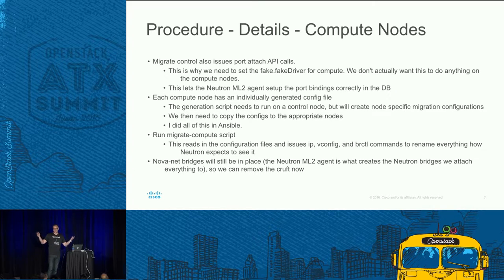That gets us to the point where, at this point, everything is actually done. Your control plane is under Neutron control. If you're issuing commands, it's going to Neutron, and Neutron is talking to Nova. On the compute nodes, Nova is set up to use Neutron as well, so it's going to be using the Neutron ML2 agent. So at this point, everything you do is under Neutron control.